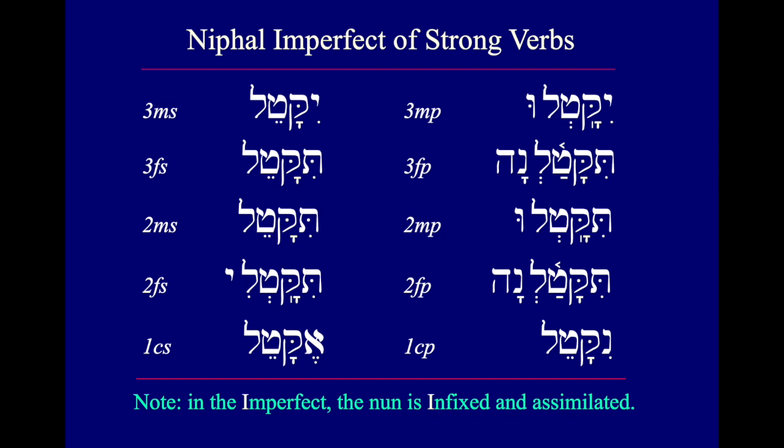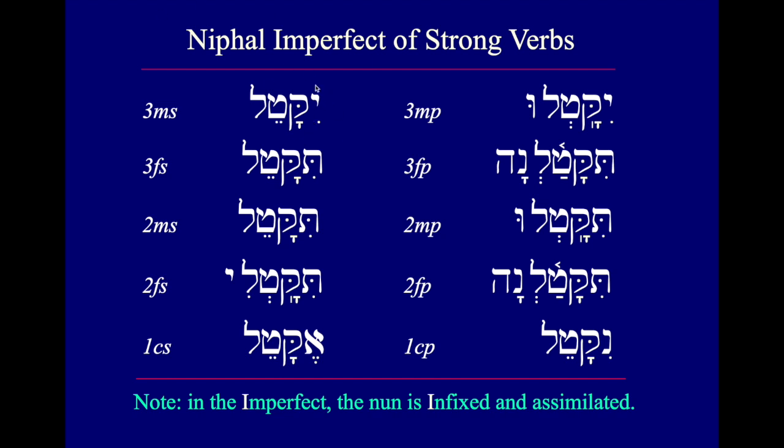So in the imperfect, the nun is infixed. Infixed means it's been put into the next letter. It's become a dagesh in your first letter of your root. So that hirek, do you see that on here? Hirek underneath your preformative. Let's take this yikatel, our third masculine singular form. Notice our hirek underneath our yod, our preformative. Notice our dagesh inside of our first letter of our root, and then notice your A-class vowel, your kametz, underneath that first letter of your root.